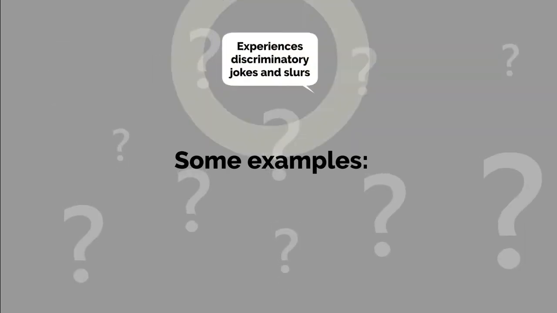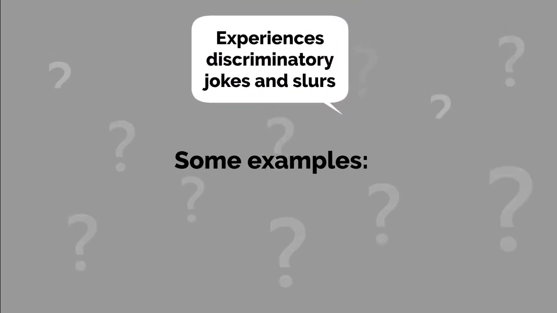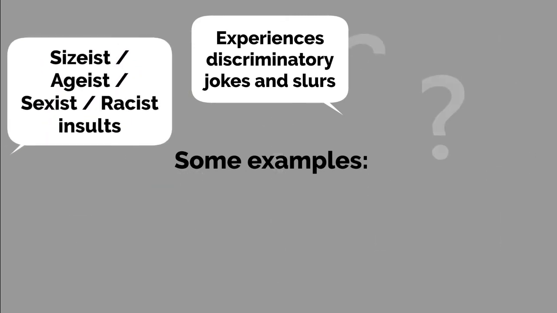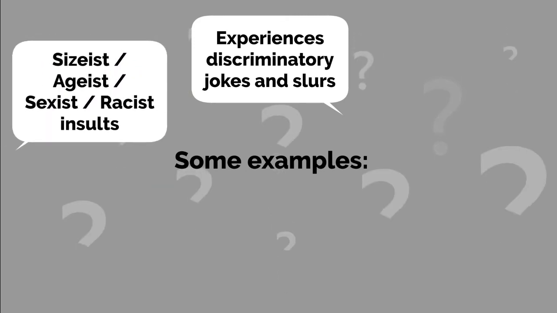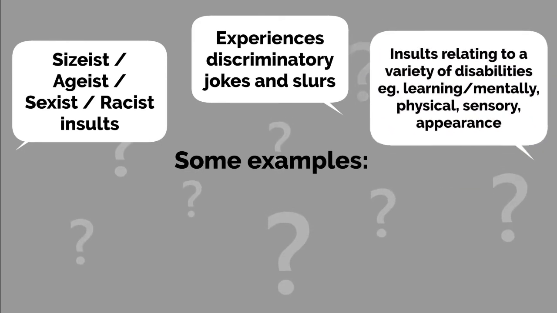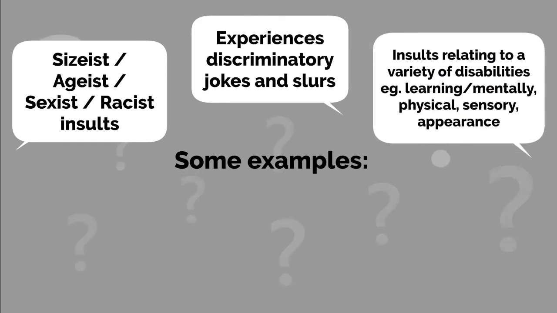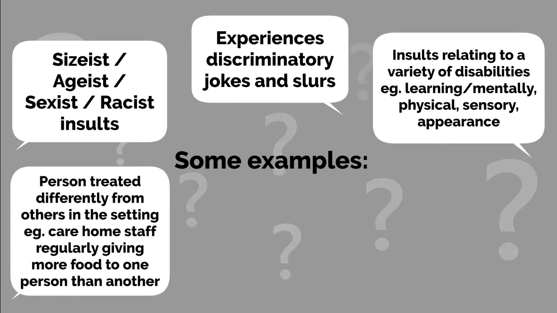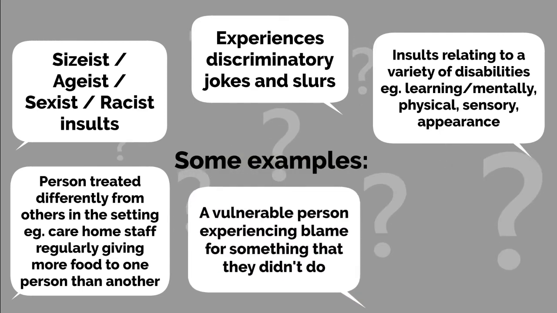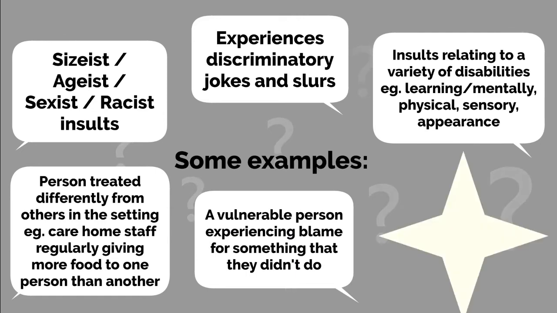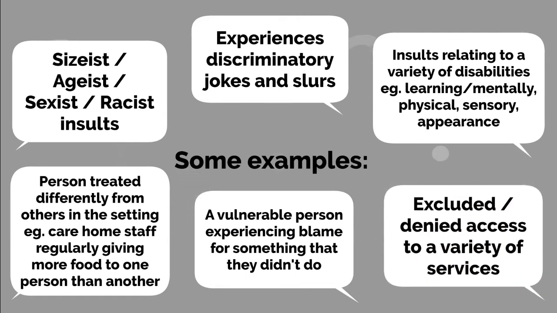Examples of discriminatory abuse are experiencing discriminatory jokes and slurs; sizist, ageist, sexist, racist insults; insults relating to a variety of disabilities, for example learning, mental, physical, sensory, or appearance; a person treated differently from others in the setting, for example care home staff regularly giving more food to one person than another; a vulnerable person experiencing blame for something that they didn't do, excluded, or denied access to a variety of services.